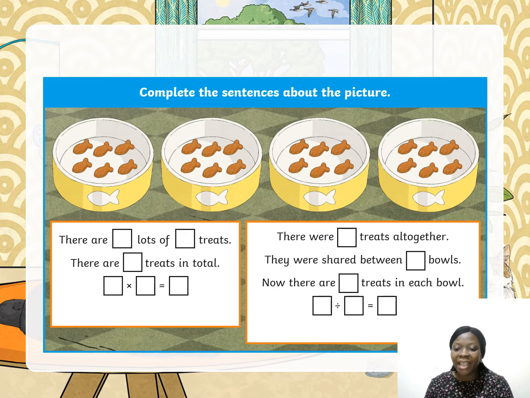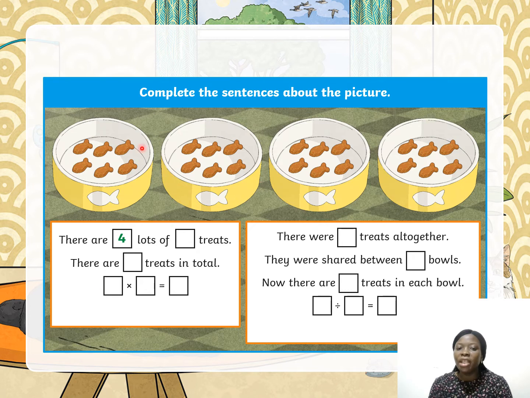Remember once again that we are learning to multiply and divide by 6, and in today's lesson, we are going to be learning to do so using the grouping method. Now, there are how many lots of how many treats? How many lots do we have? That is, how many bowls do we have? We have 1, 2, 3, 4. So we have 4 lots of how many treats?